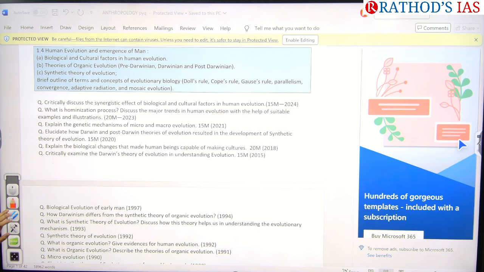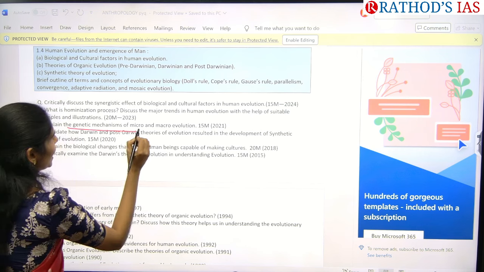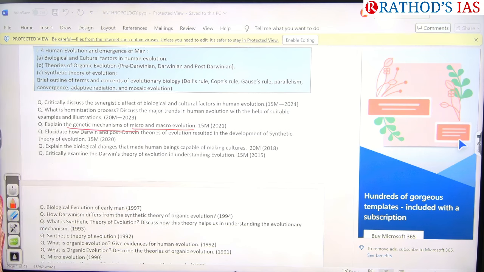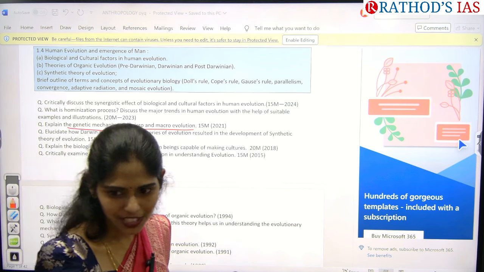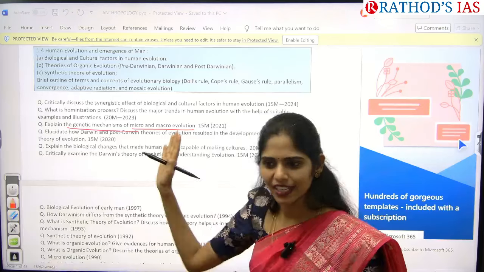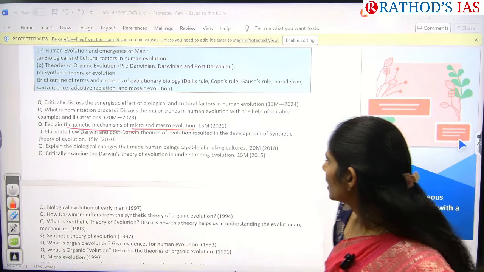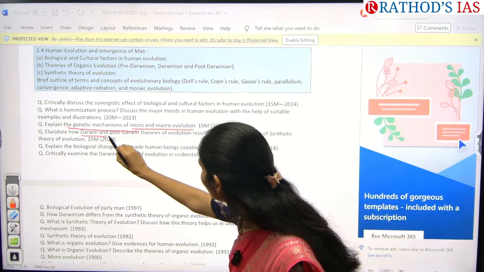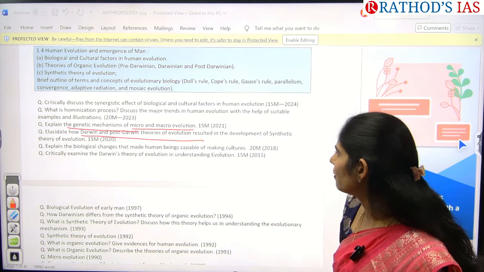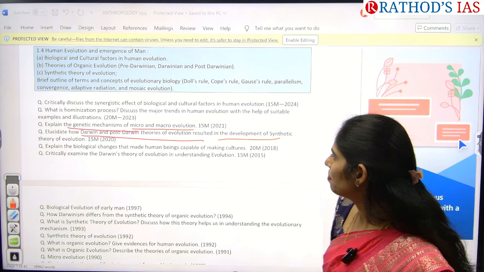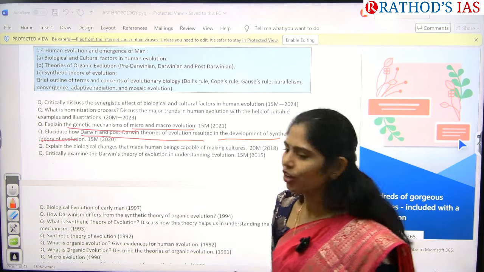And next one here is, explain the genetic mechanisms of micro and macro evolution. So here we will be writing in detail about Hugo de Vries' mutation theory with diagram and example. And next one is, elucidate how Darwin and post-Darwin theories of evolution resulted in the development of the synthetic theory of evolution.